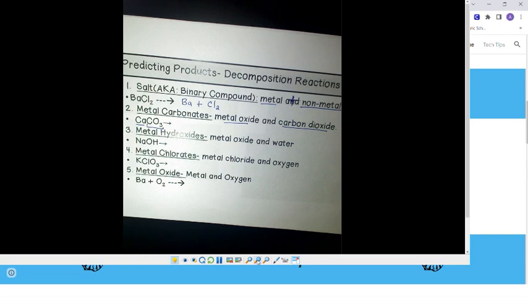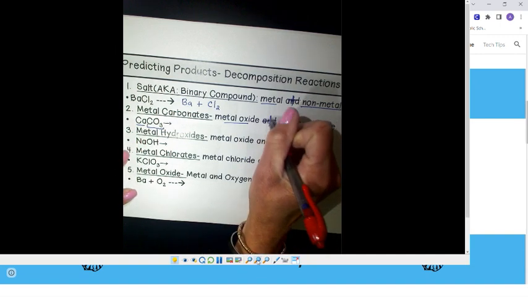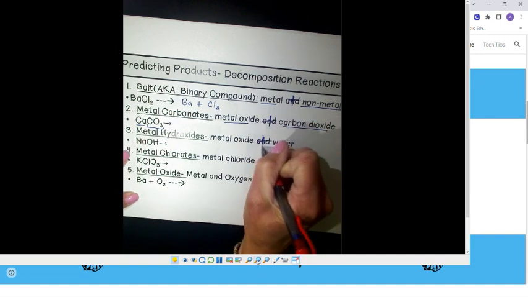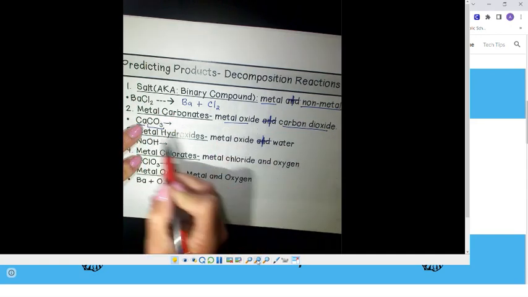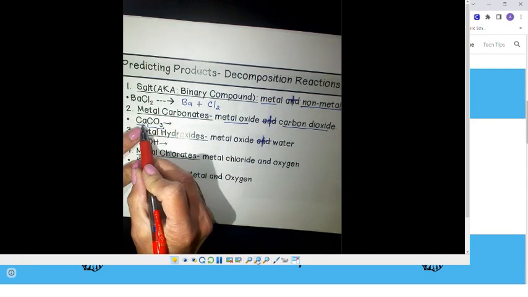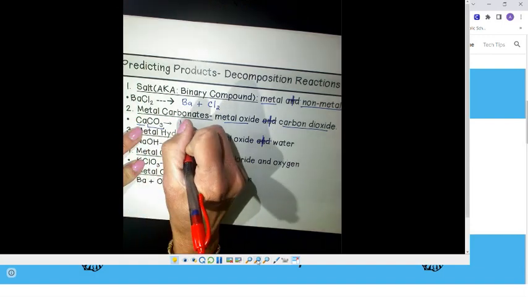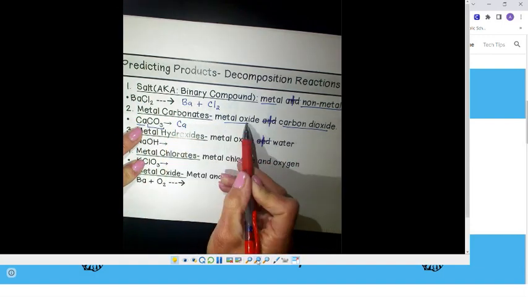So metal carbonates will break into a metal oxide and carbon dioxide. So I'm going to start, don't forget the "and" means plus on all of these. So a metal oxide, I'm going to take the metal that I have on my left-hand side and combine it with oxygen to make my metal oxide.